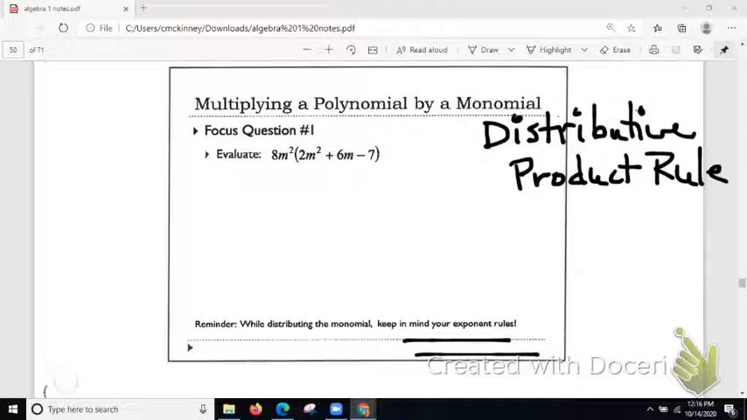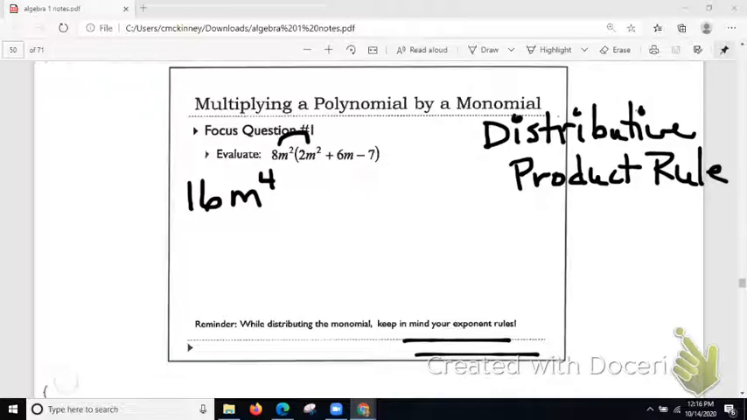So we're taking that 8m squared and we're multiplying it times every term inside the parentheses. So we're doing 8m squared times 2m squared. So 8 times 2, coefficients multiply, exponents add. And this should be the very next page in your notes. It is labeled as page 30 at the bottom of the page.